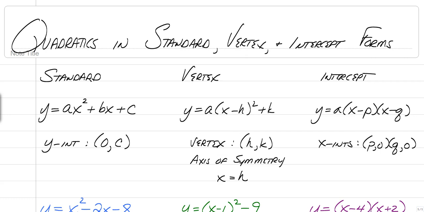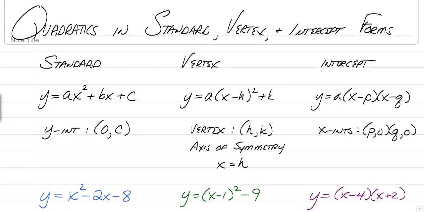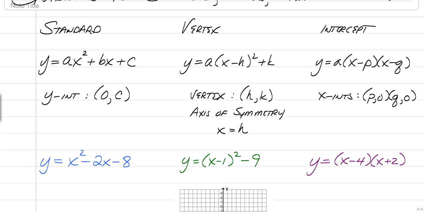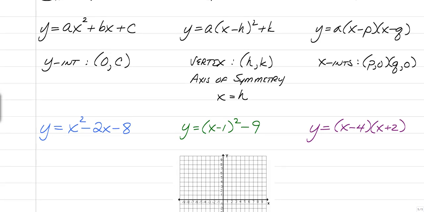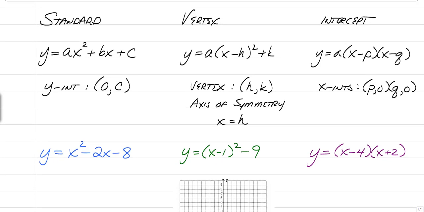Hey everybody, Mr. Longo here to talk to you about the different forms of quadratic equations. We're going to have a standard form, a vertex form, and an intercept form. Now, all three of these forms can represent a parabola, but they all have their different benefits, okay? Now, this video is not going to show you how to convert from one form to the next form, but what this video is going to do is show you the benefits of each form.